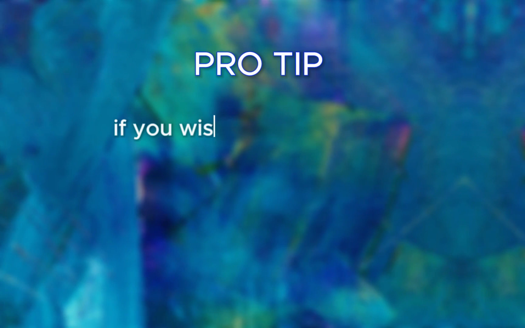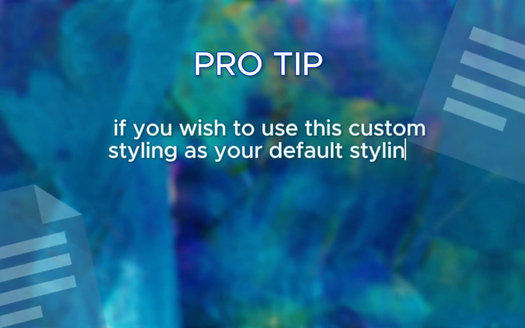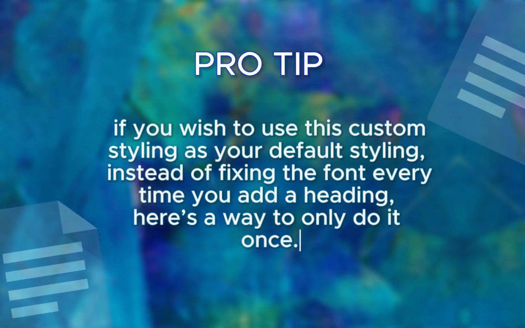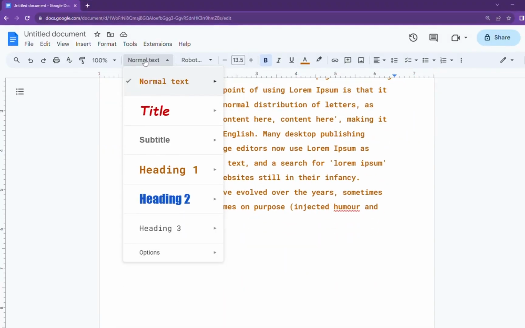Pro tip, if you wish to use this custom styling as your default styling instead of fixing the font every time you add a heading, here's a way to only do it once. Click on the Normal Text drop-down, then Options, and Save as my default styles.